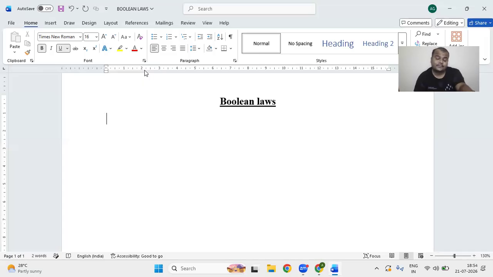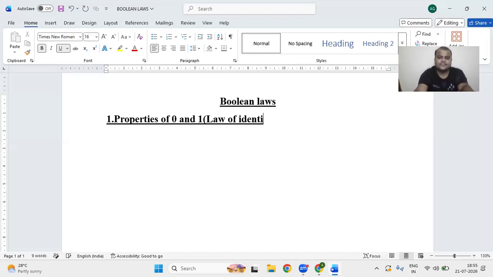And another one is, if you add anything with 1, you will get 1. Example, first I will write properties of 1 and 0. The first heading is properties of 0 and 1, or else you can write down law of identity also. Last year also it was properties of 0 and 1, or else you can take law of identity. Different terms they will use in engineering and all.